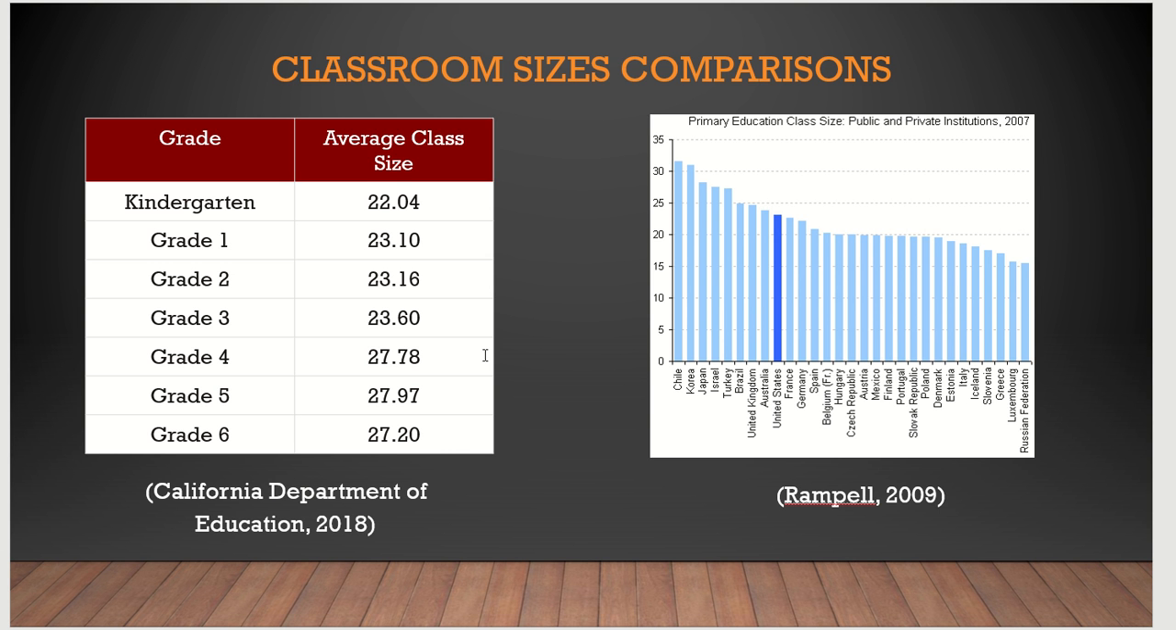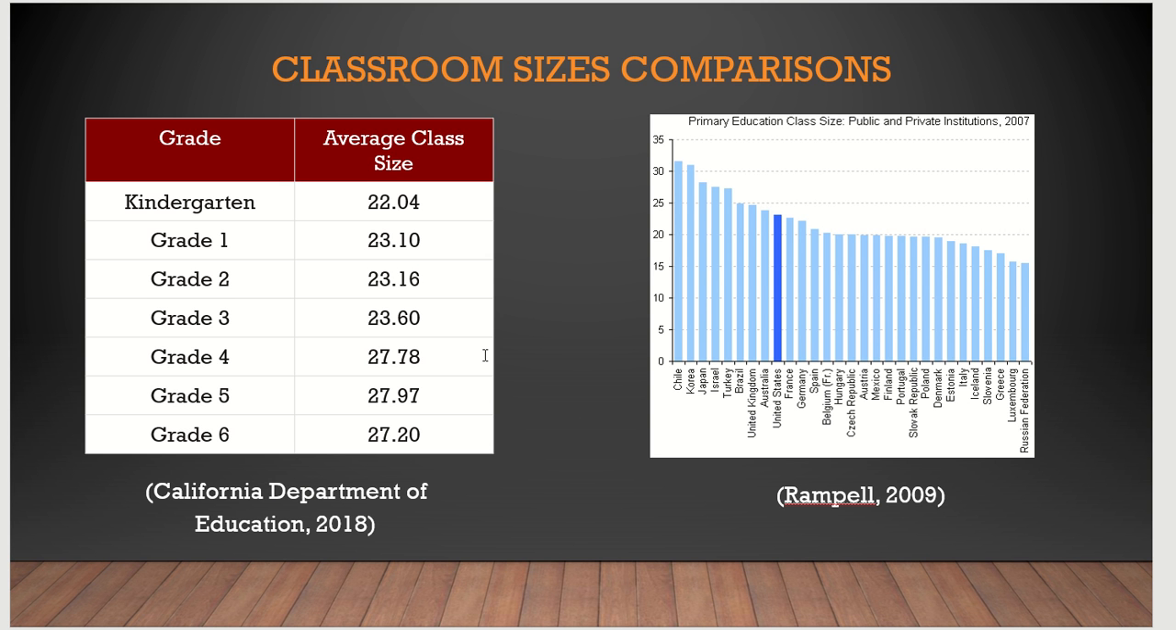So kindergarten has an average of about 22 students. When you get to fourth grade, you have about 27. When you get to sixth grade, it's still 27. As you get into high school, the averages go up to about 30 to 32, depending on the class. So these are some averages that you see here in California, which are very similar throughout the United States.